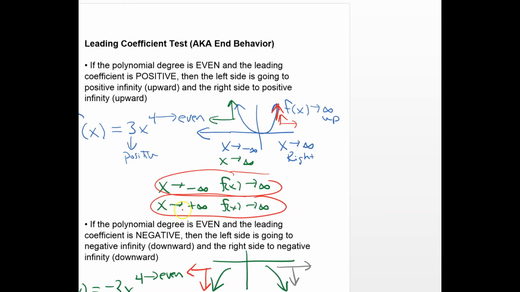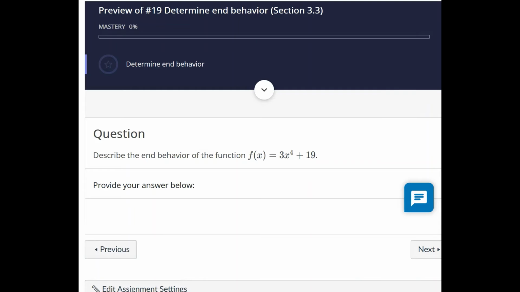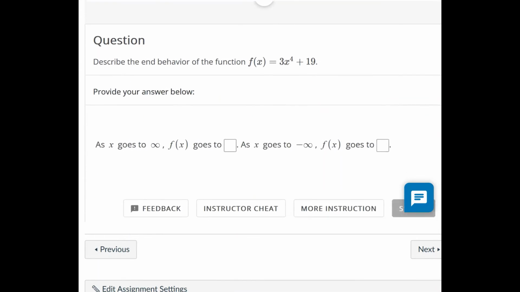As x goes to positive infinity, f of x goes to positive infinity. In other words, the f of x's both go to positive infinity. That was probably overkill. All right, so back to our situation here. That's what we have. Now let's scroll down and look at our options.